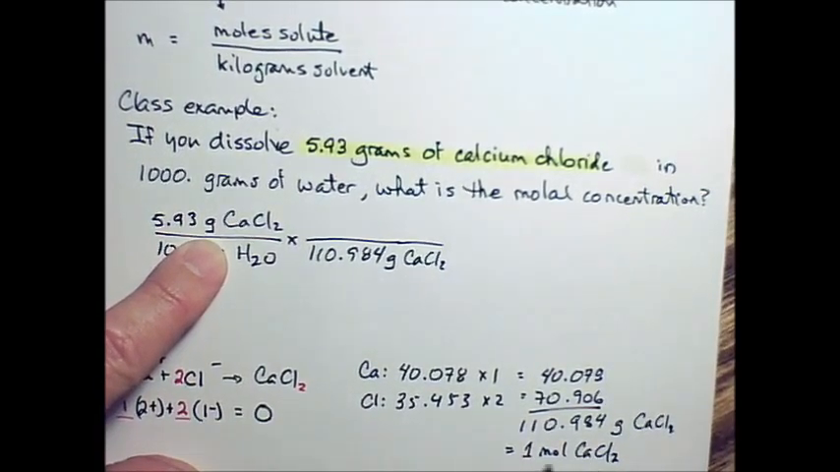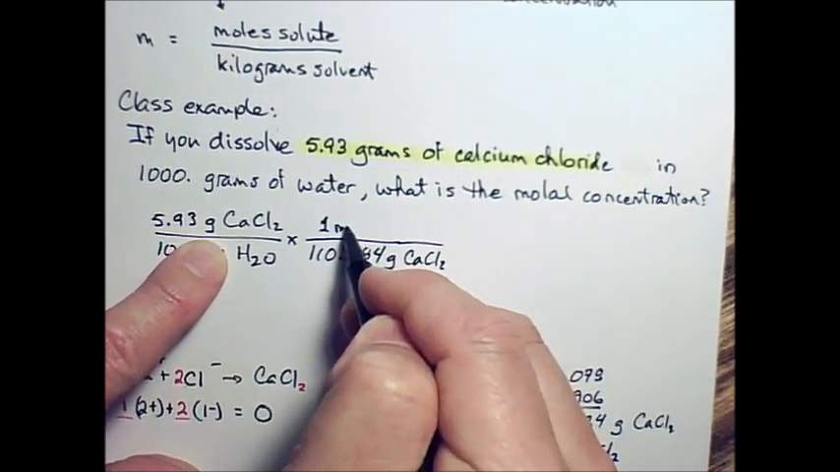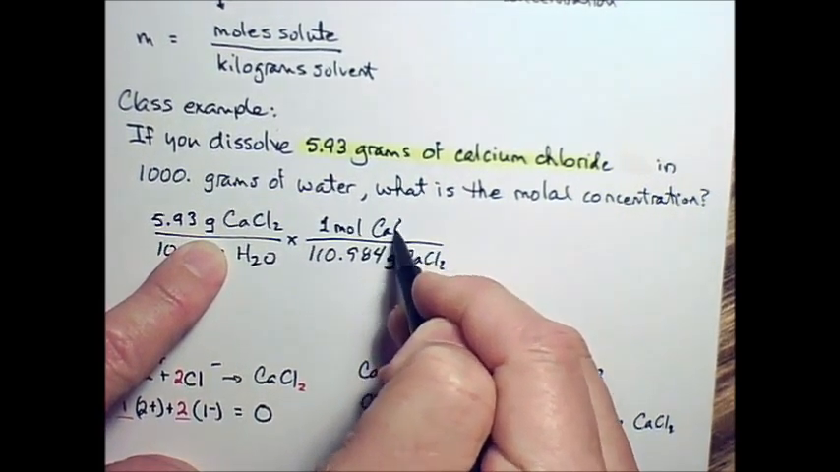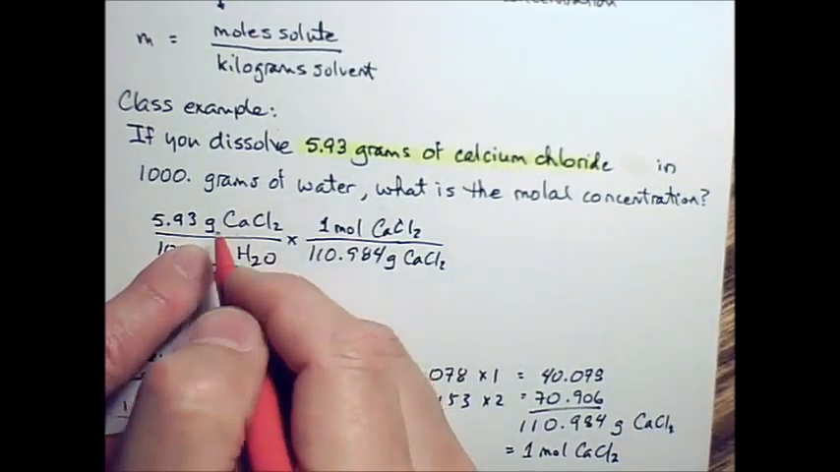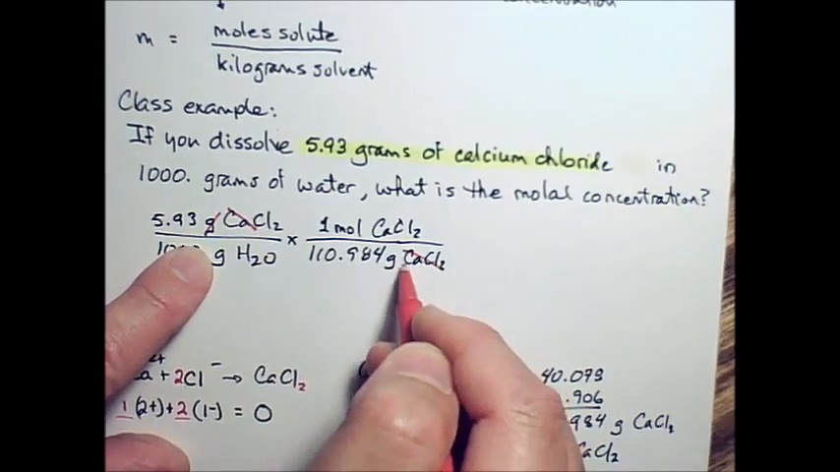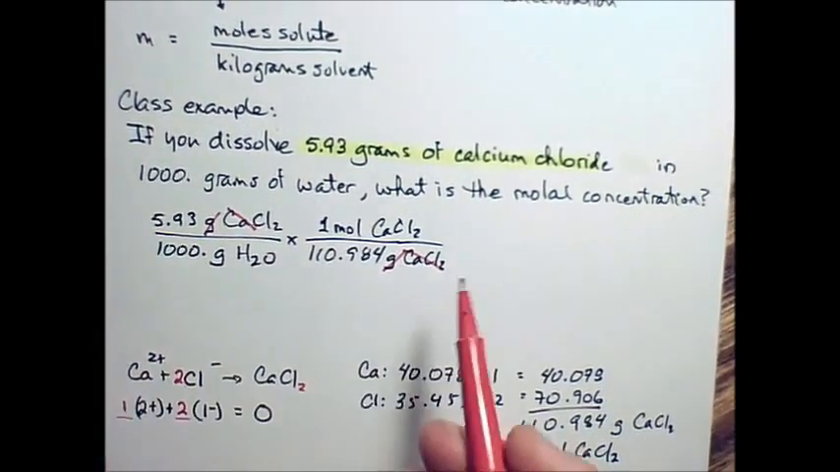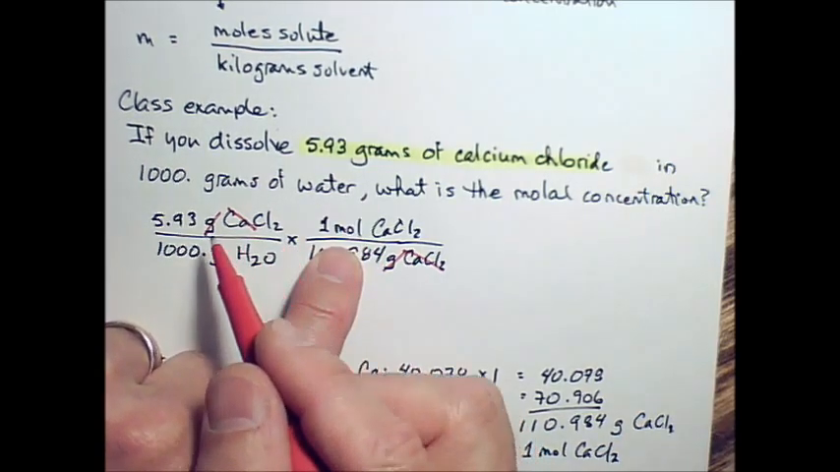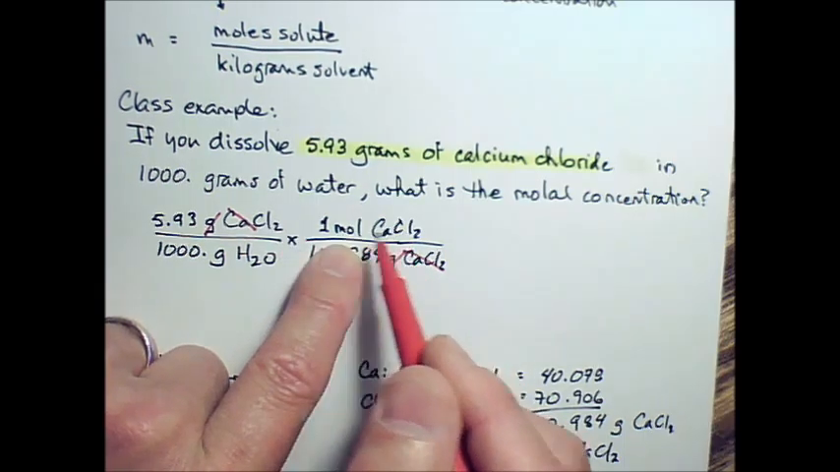And we're going to put the other side of the equality statement on the top, 1 mole of calcium chloride on the top. And this allows us to cancel grams and cancel calcium chloride. Okay? We have successfully, through dimensional analysis, converted our starting solute into moles. We just have to do the math to get there.